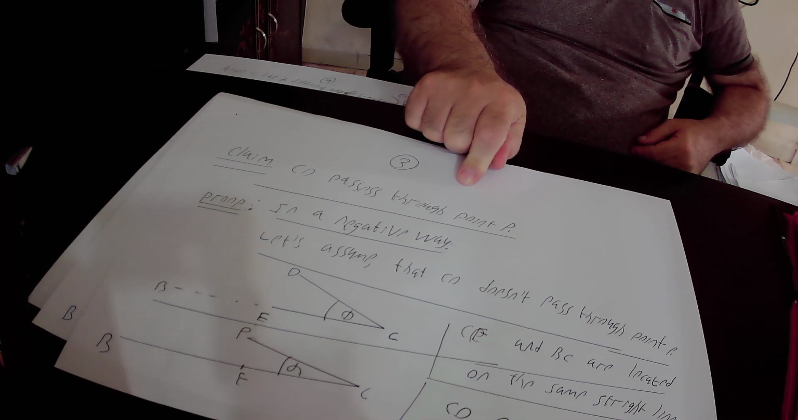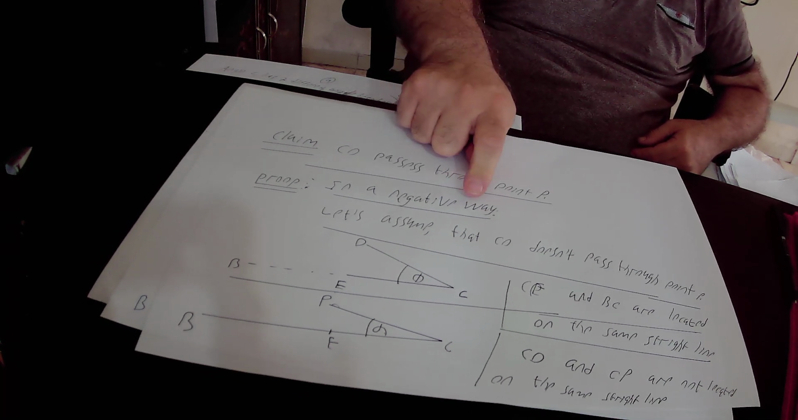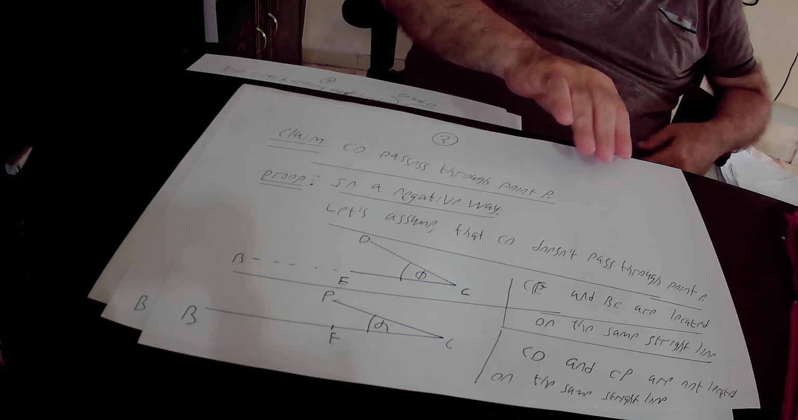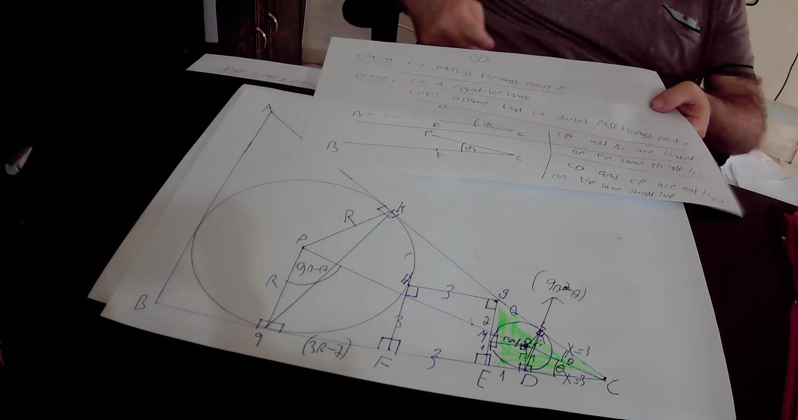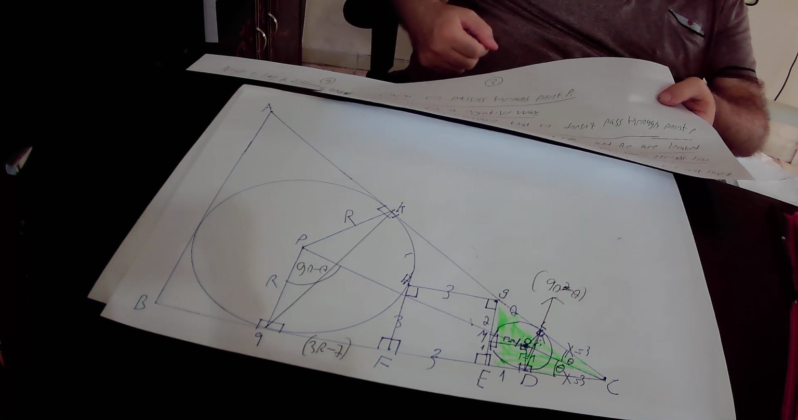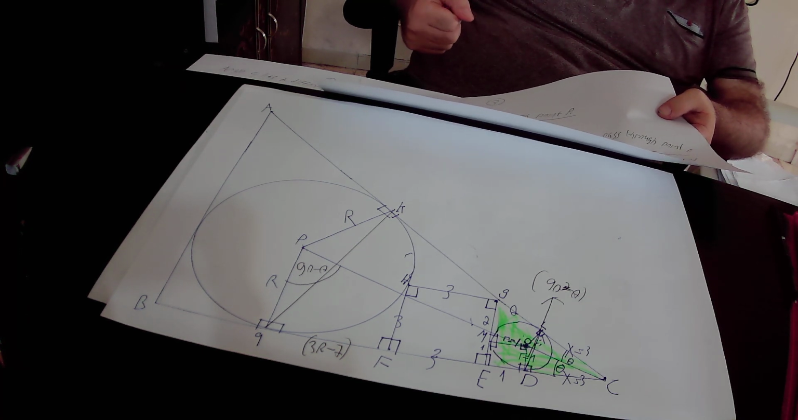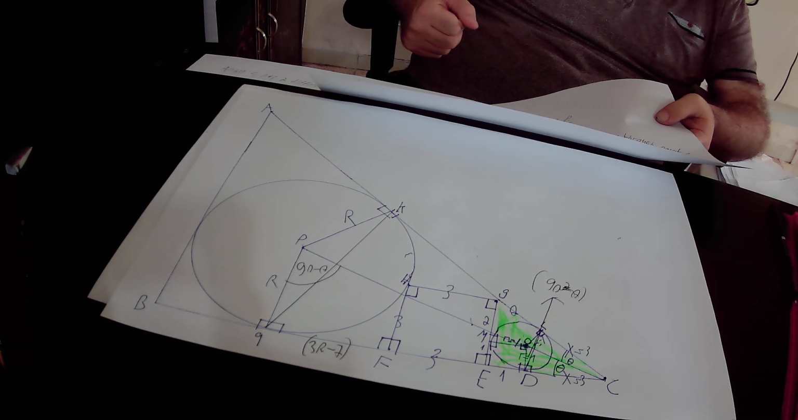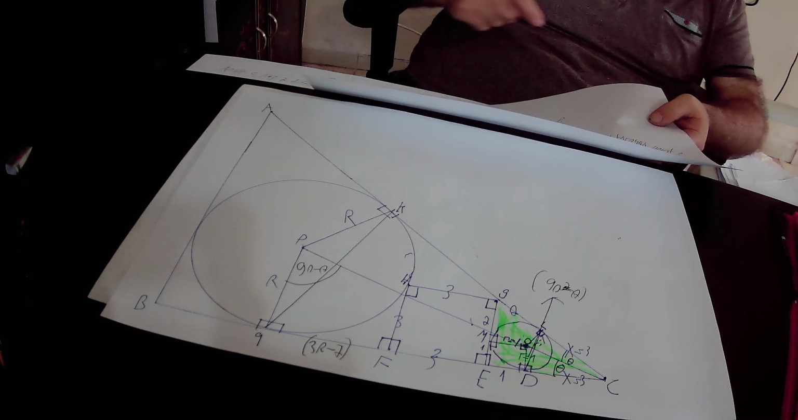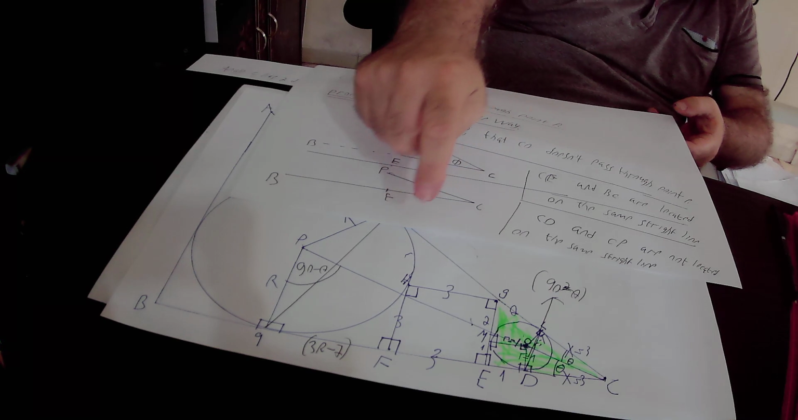And we proved our claim in a negative way. That is to say, let's assume that CO doesn't pass through point P. So according to our assumption, CO doesn't pass through point P. And then we arrive at a contradiction. Due to the contradiction, we concluded that our assumption is incorrect. Therefore, we must conclude that CO does pass, indeed, it passes through point P. That's just the proof.